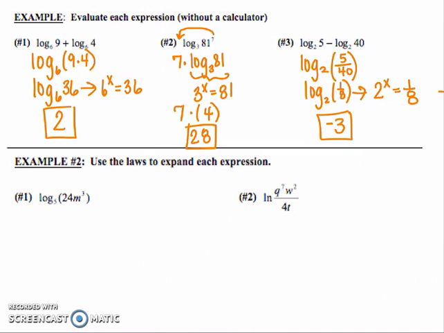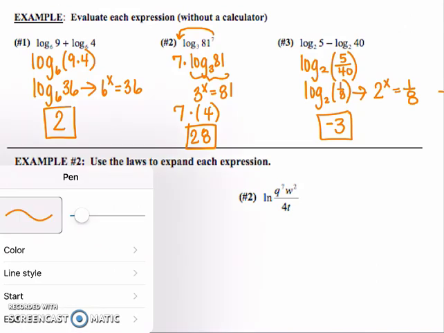In the second set of examples, we're going to be using the laws to expand each expression. Okay, so we're going to start with the fact that inside of our log we have a 24 and an m cubed. We can't do anything with the power property until we separate the 24 from the m. So the first thing that I'm going to do is use the product property and expand this log into the addition of two logs. So this is going to become log base 5 of 24 plus log base 5 of m cubed.